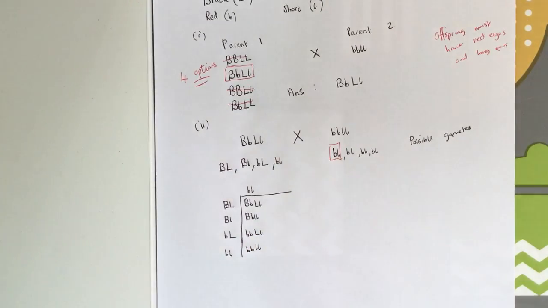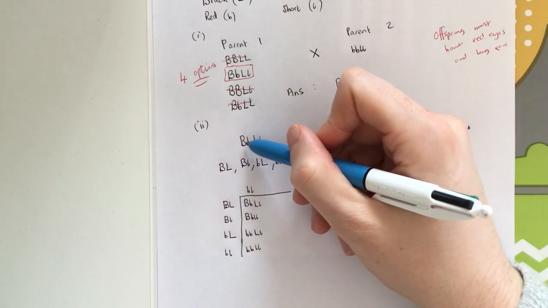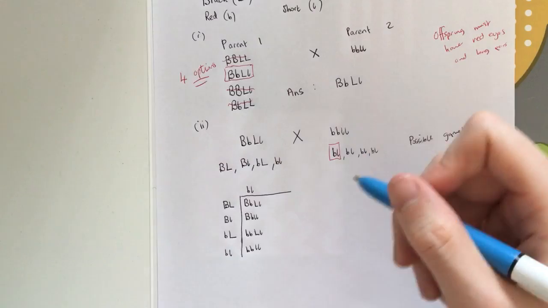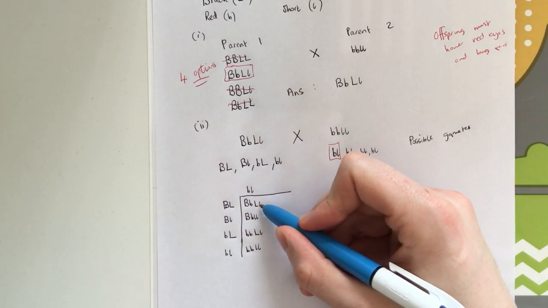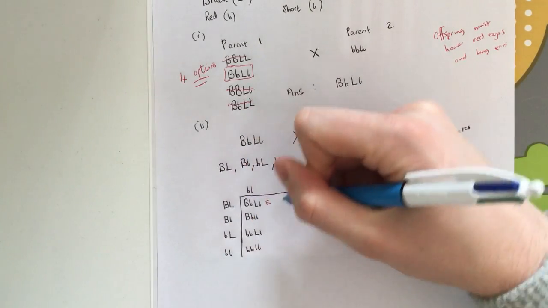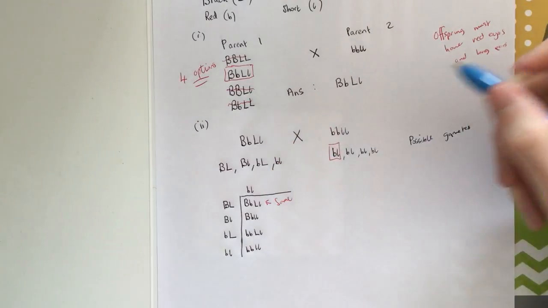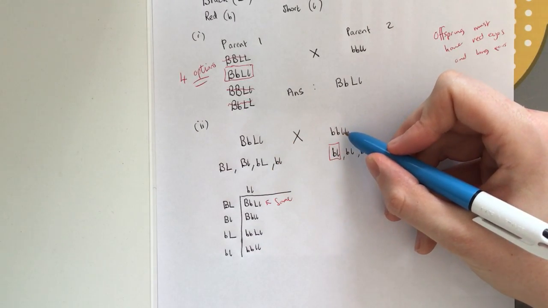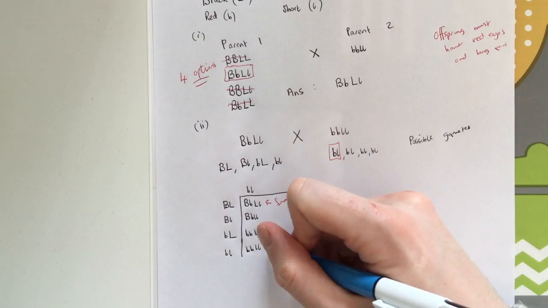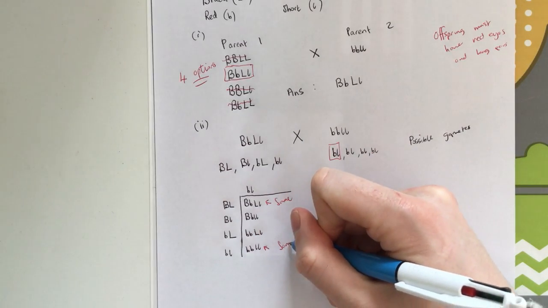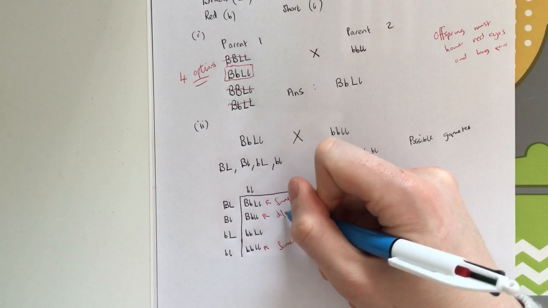So let's see what we're being asked to do in this question. It says, for this question, what percentage of the offspring have genotypes that differ from their parents? Okay, to work that out, you need to look at the parents. Big B, big L, small l. Big B, big L, small l. So that's the same. The second parent is small b, small l. So that's the same.